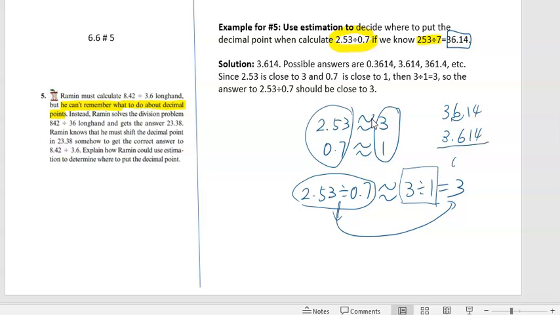If we move one more time, that's 0.36. It's not as close to 3 as 3.614. So that tells us that should be the correct answer. So use the approximation.